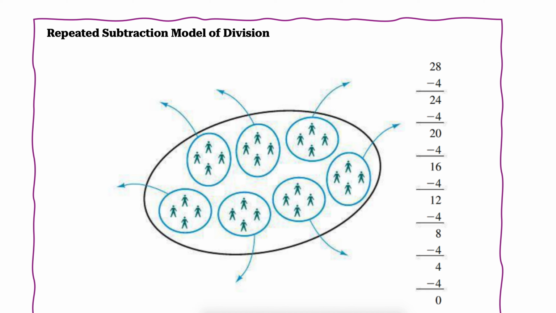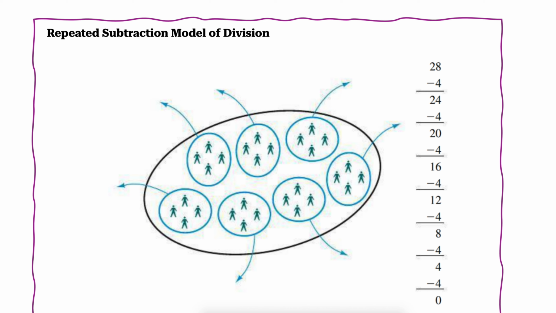Moving on to the next part of this section, we're going to look at division. Division and multiplication are related, very similar to how addition and subtraction are related. In fact, where multiplication can be thought of as repeated addition, division can be viewed as repeated subtraction.